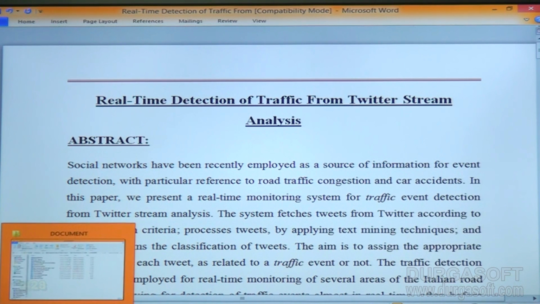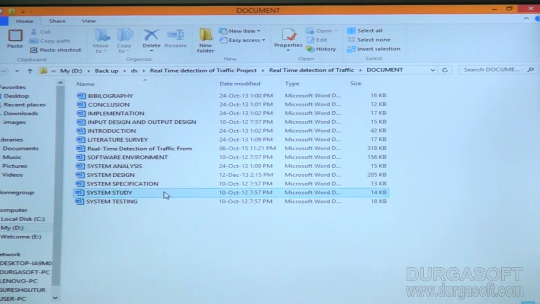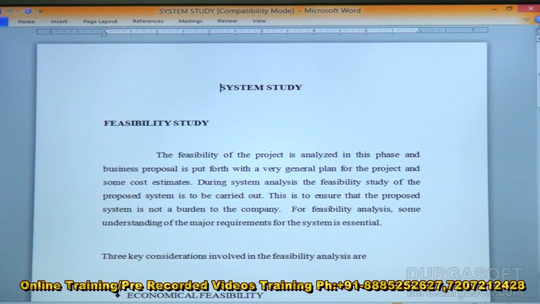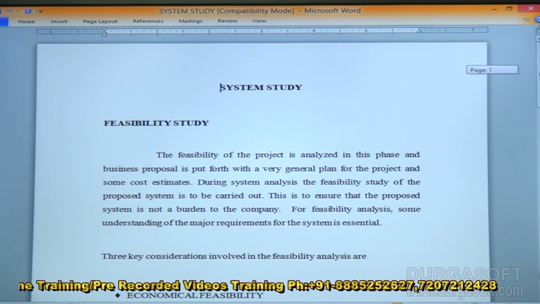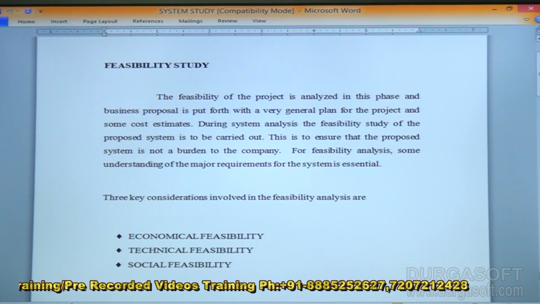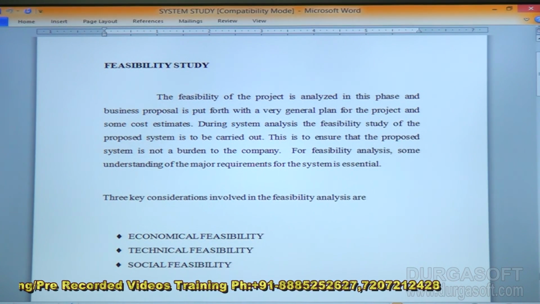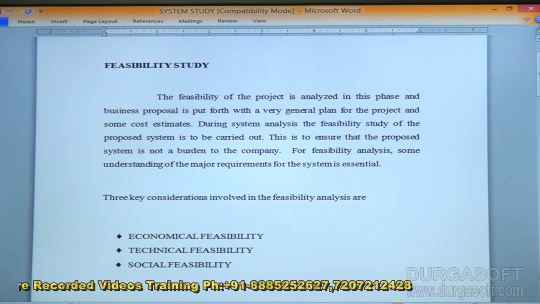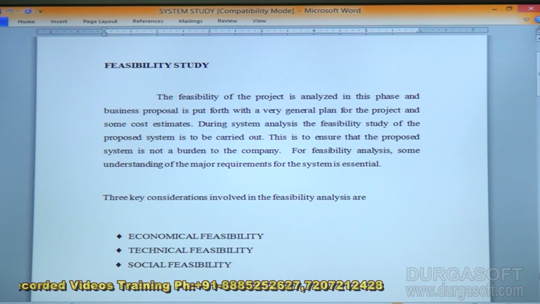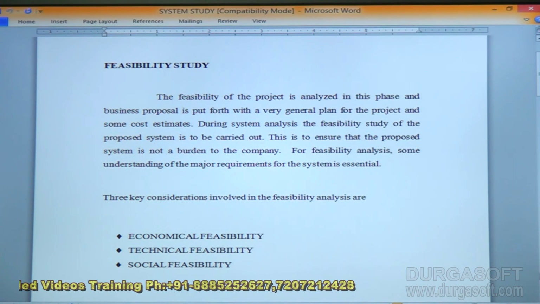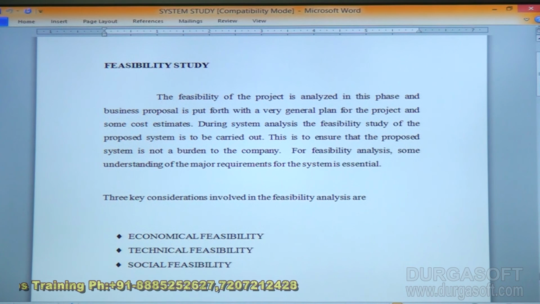Along with that, we can check the feasibility study. System study is nothing but the feasibility study. We can calculate whether the project development is feasible or not by testing economical feasibility, technical feasibility, and social feasibility. Economical feasibility: can I economically bear this project or not. Technical feasibility means whether we have the technical resources to do this project or not. And social feasibility means whether, after delivering the project, we have the social requirement.